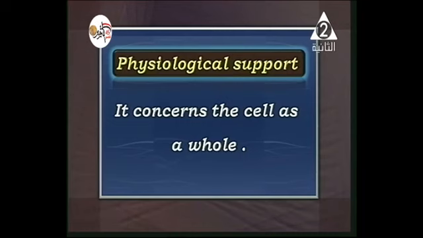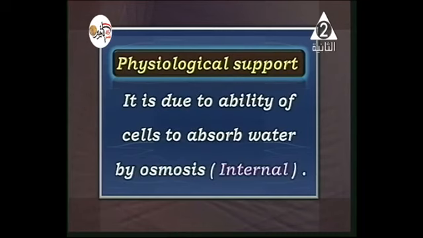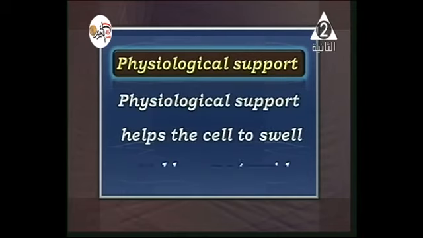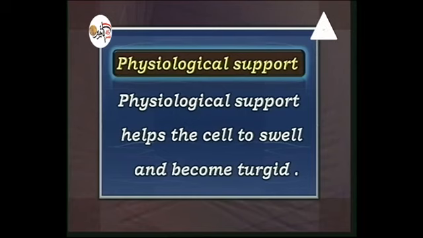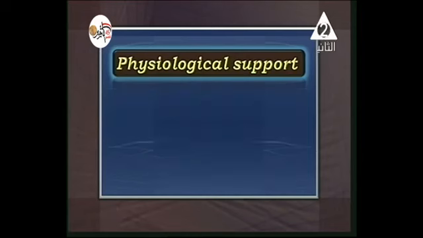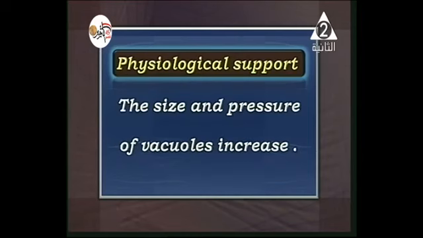What else about the physiological support? It is due to the ability of cells to absorb water by osmosis. It helps the cell to swell and become turgid. Become turgid, it means what? It means to absorb a suitable amount of water. As a result of absorbing a suitable amount of water, the size and pressure of the sap vacuoles inside the plant cell increases.